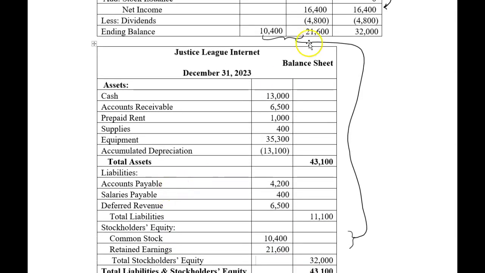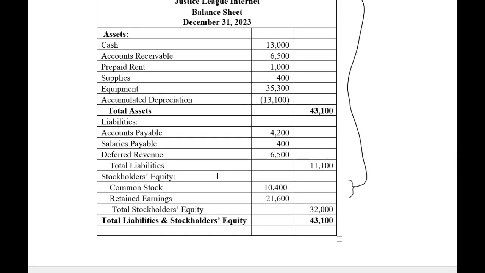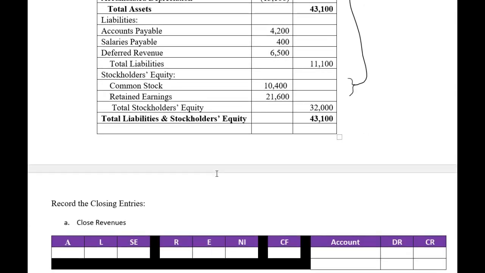So we've created all of our financial statements here that we're going to do. We will not do a statement of cash flow. We just work on understanding investing, operating, and financing activities. Now, once that's done, we can do our closing entries.